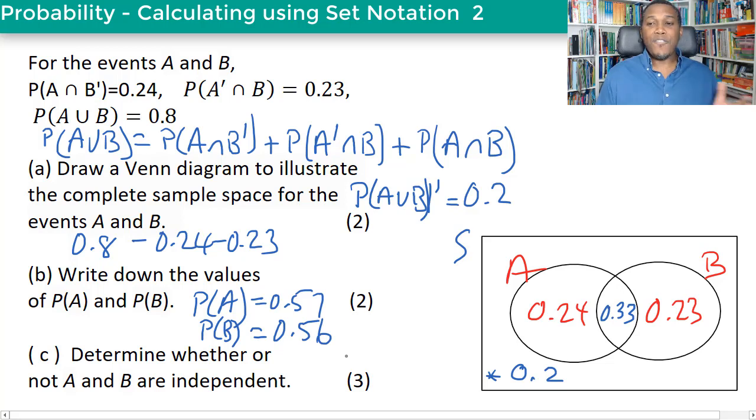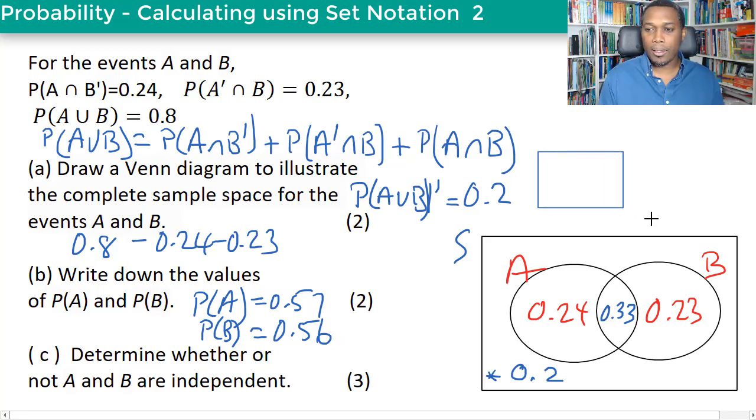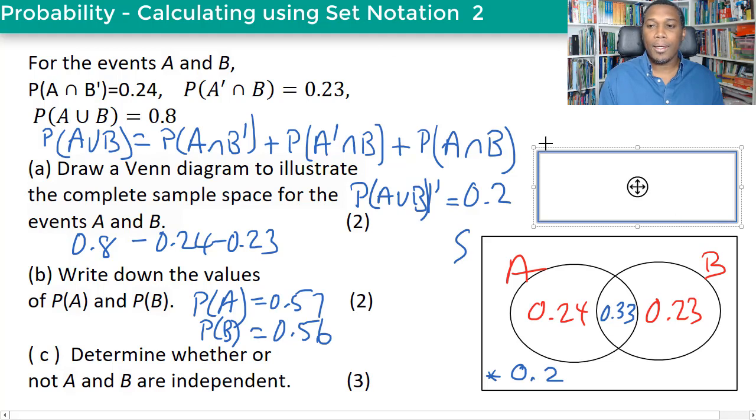And finally, for part C, we're asked to determine whether or not A and B are independent events. To make that decision, we need to do the test for independence. So I'll just put a little rectangle in here, some space to do that. We write our formula. The check is the probability of A multiplied by the probability of B.